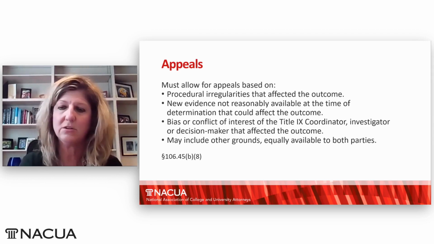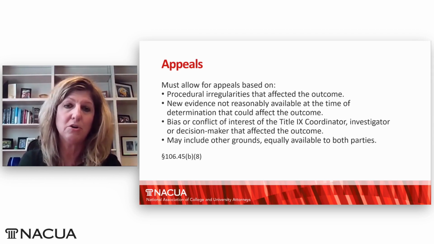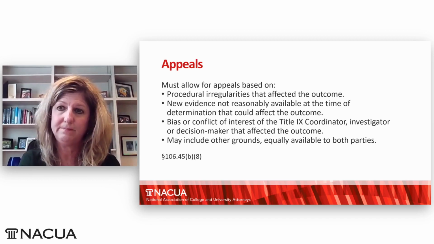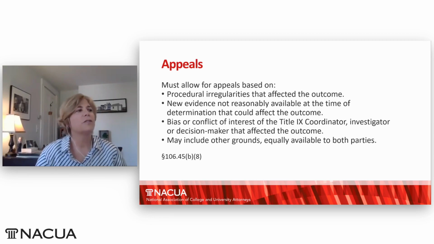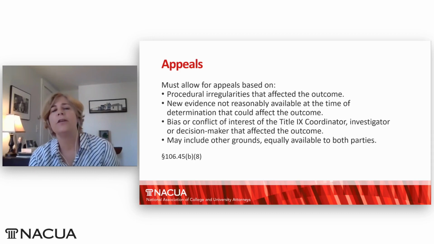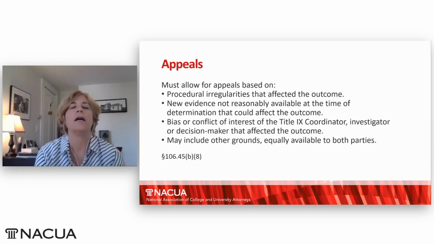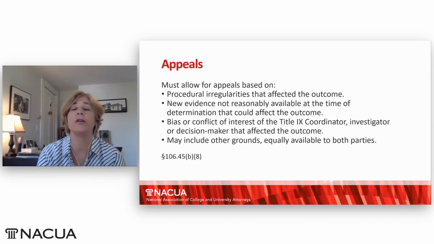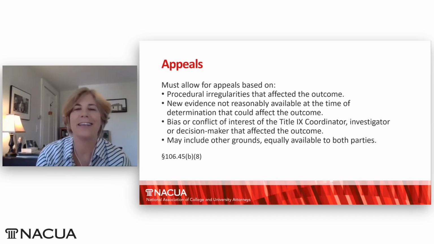And then again, as I said earlier, you can have additional grounds for appeal. You just have to make sure they're equally available to both parties. Amy, let me jump in on the appeals process too, because I just want to make sure I'm clear. There isn't any specific body that must hear this appeal, right? That's going to be up to the institution themselves to decide who does that. And another thing that I think some schools struggled with prior to these regulations were appeals of appeals of appeals of appeals of appeals. So could you talk about that for a minute?